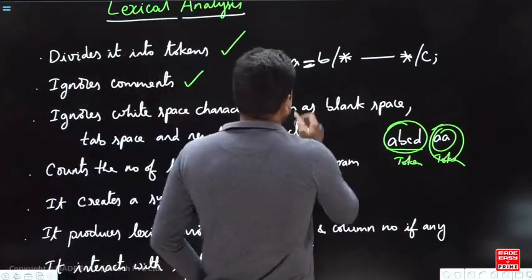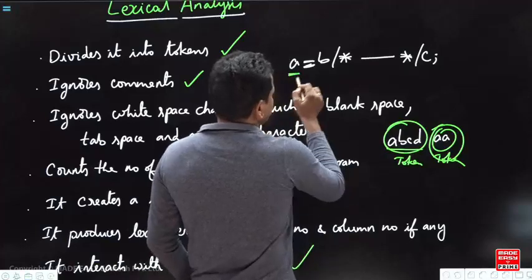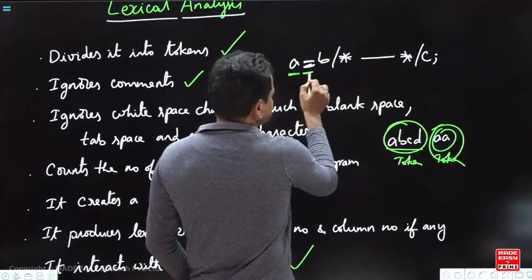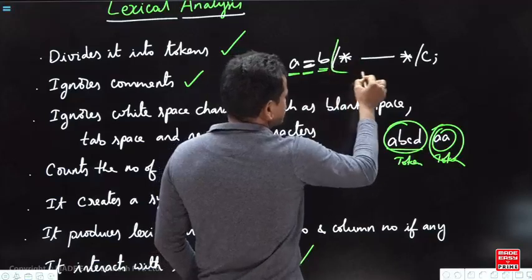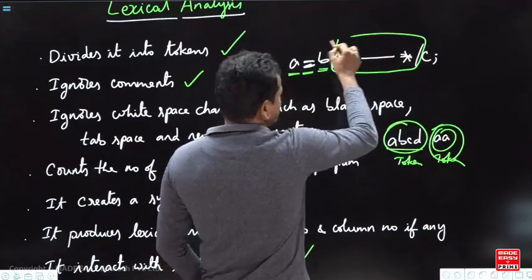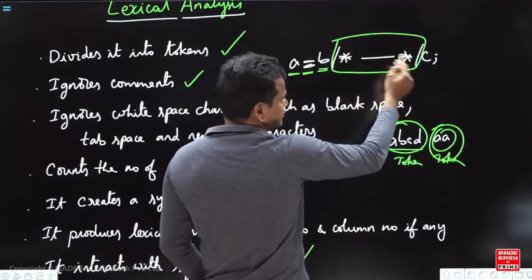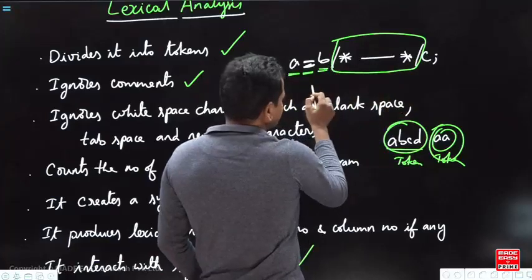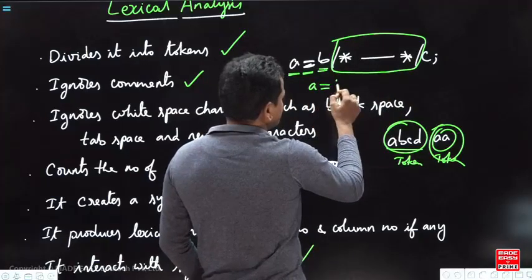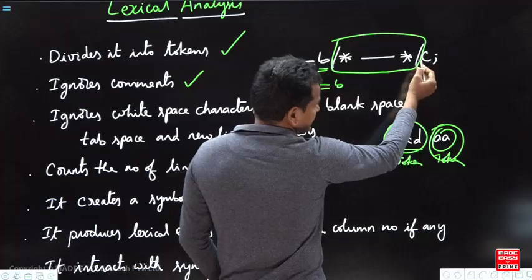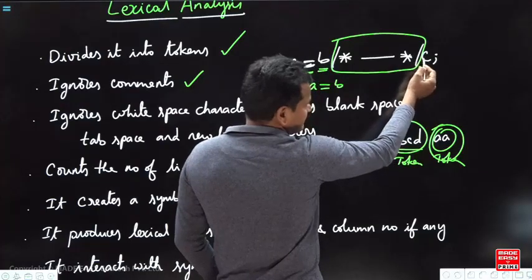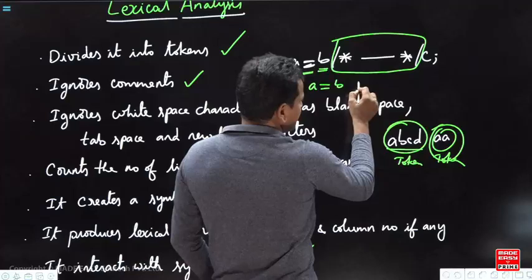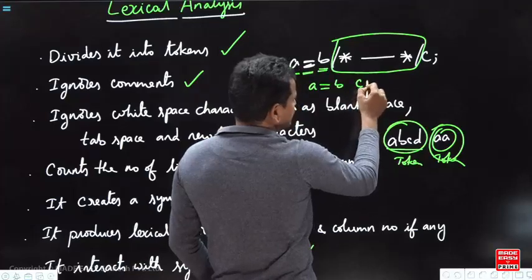Similarly, look at this. A is a token, this is an identifier, this is an operator, this is an identifier. Have you observed? This is a comment. The comment will be ignored. When you ignore the comment, the result will be like this: A equal to B, even though immediately after the forward slash, without gap, without space, you write the C. After deleting this comment, it will be like this.